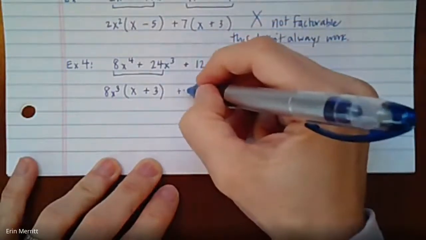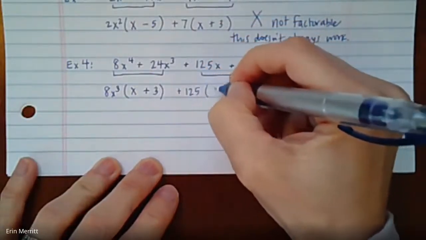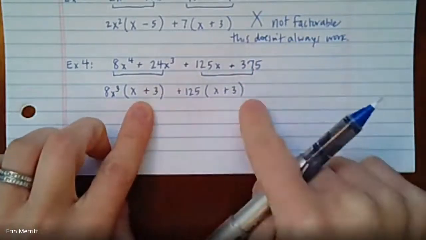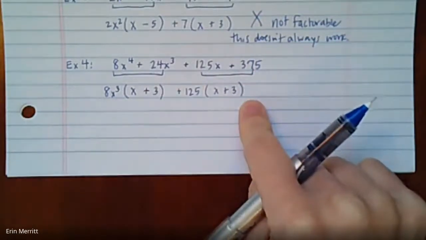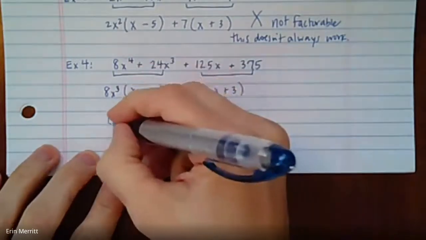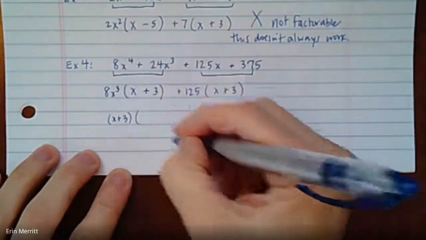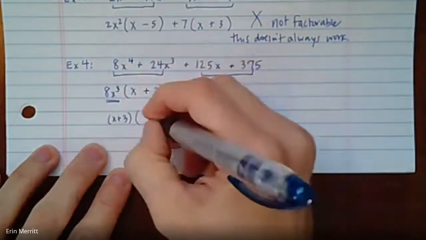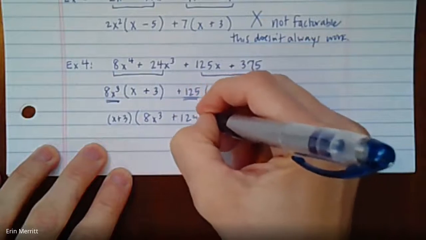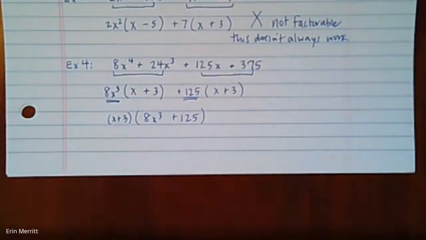So if we take a positive 125 out, you're going to be left with x plus 3. So let that first factor help guide you into that second one. Now, because they both have the x plus 3, we know we can keep going. So the x plus 3 is now the GCF. What I'm left with is the 8x cubed from right here, and then the plus 125 from over here. All right, last step. Can we keep going?